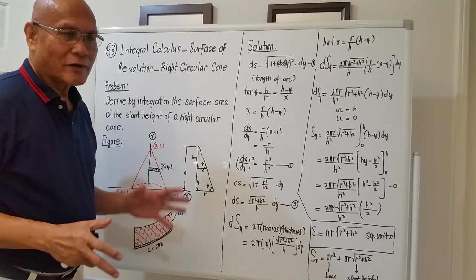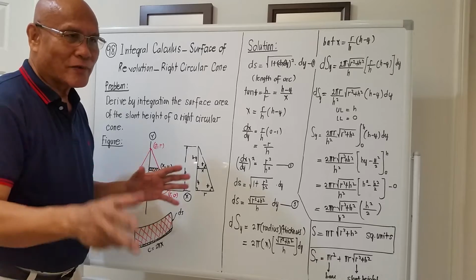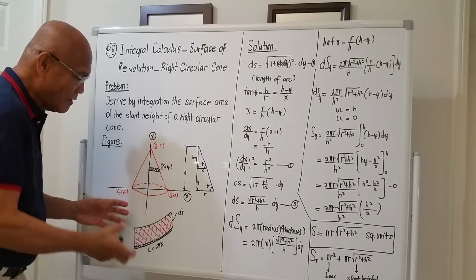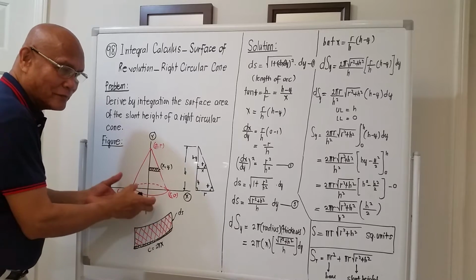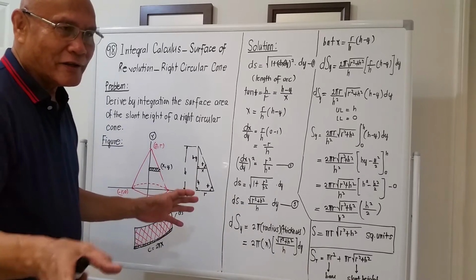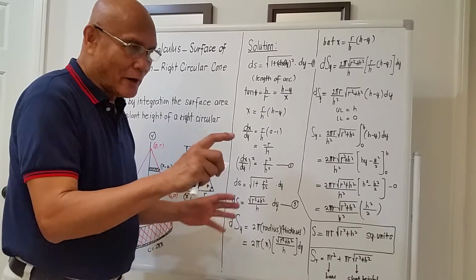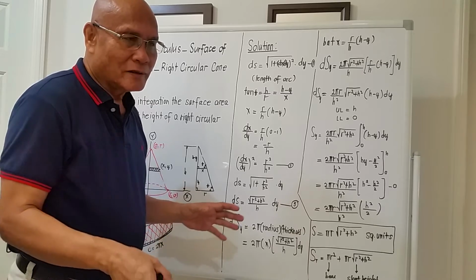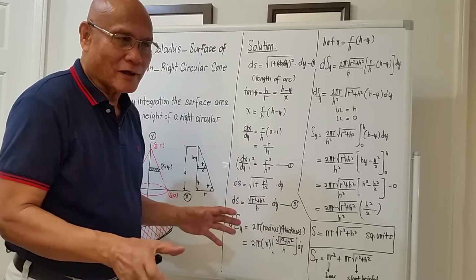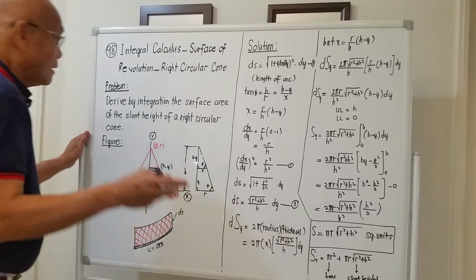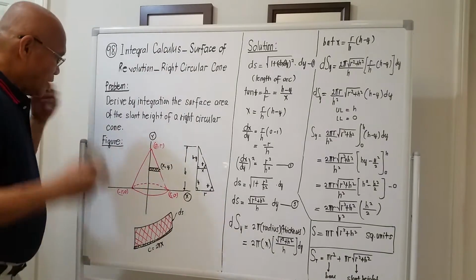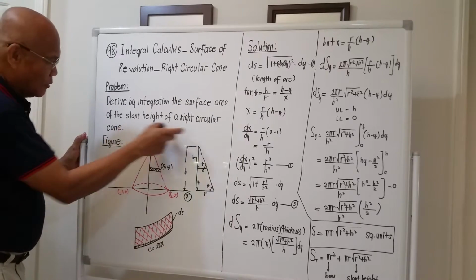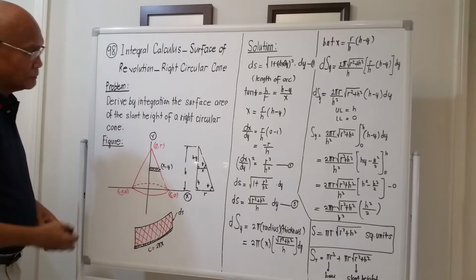Even the total surface area, because the total surface area for a right circular cone will be the total surface area of the slant height plus the area of the bottom. So if you are designing a container in the form of a right circular cone, you will know how much material will be needed in the so-called surface area. Okay, let's proceed. I will try to read the problem, guys. Derive by integration the surface area of the slant height of a right circular cone.